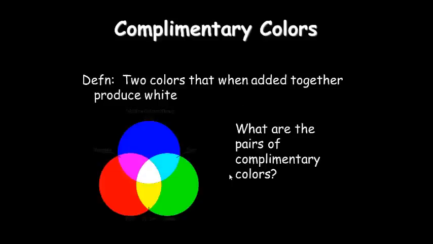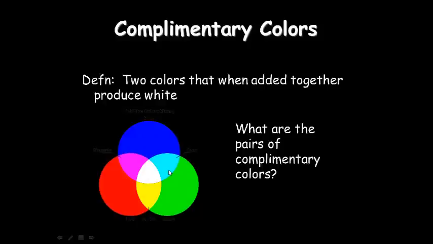Complementary colors are any 2 colors that when added together produce white light. The pairs of complementary colors: blue's complement is yellow. That's because blue plus red plus green gives us white. Green's complement is magenta. Again, green plus the blue plus the red gives you white.